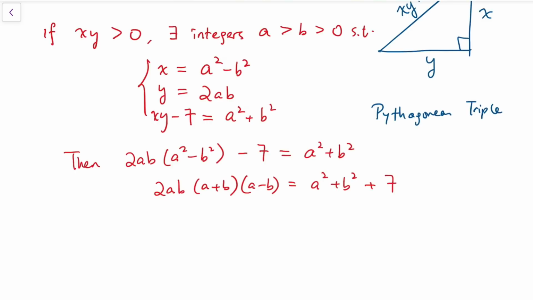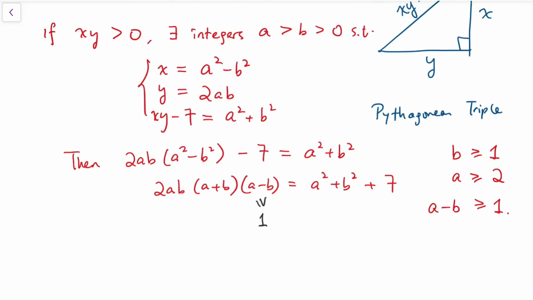Now at this point, I'm going to do some bounding on the left hand side. So noticing that a and b are both positive, b is the smaller one, I would say it's at least 1. And then a has to be larger than that, so a has to be at least 2. And since a is larger than b, I can also say that a minus b is at least 1. So this term is at least 1.